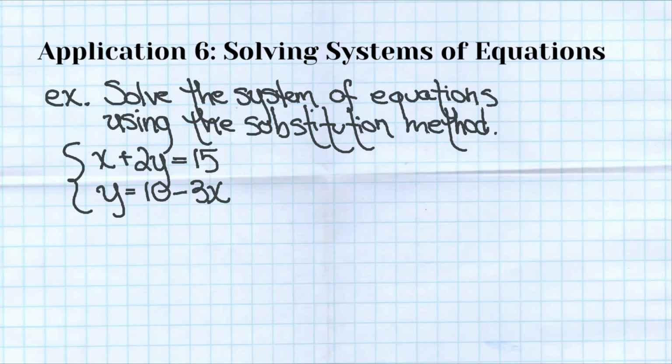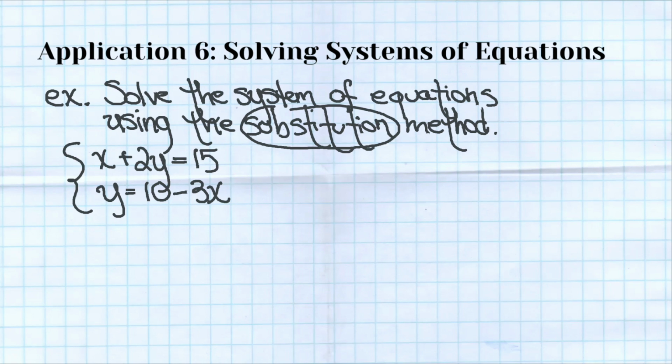A system of equations has more than one equation because it has more than one variable, more than one letter. So you can see here I have two equations and two letters, x and y. And the way that they're asking me to solve this is with the substitution method, meaning I'm supposed to trade out something for something it's equal to.